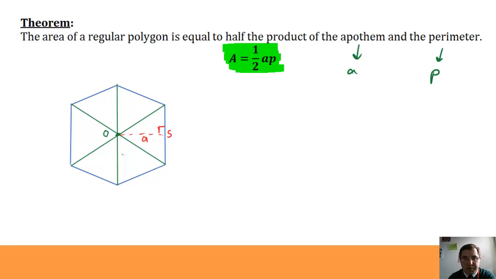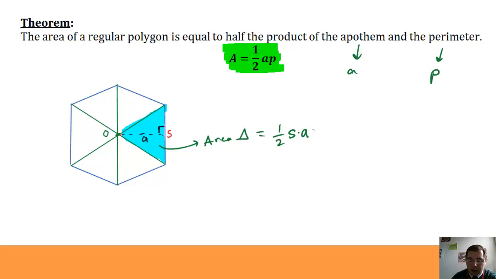Each of these triangles we can find the area of. So if I want to find the area of this triangle that I'm working with here on the right, how do we find the area of a triangle? What's that formula? 1/2 of the base times the height, right? 1/2 of the base times the altitude. Here, the area of that triangle is going to be 1/2. The base is the side of the hexagon, which I've labeled as S, and the height, or the altitude, is the apothem A.